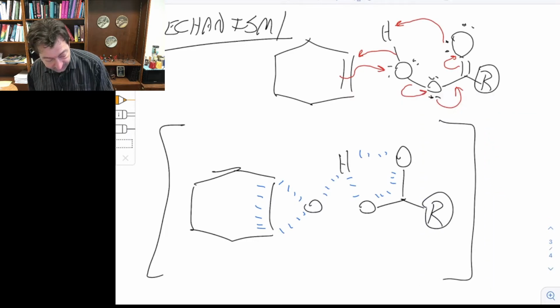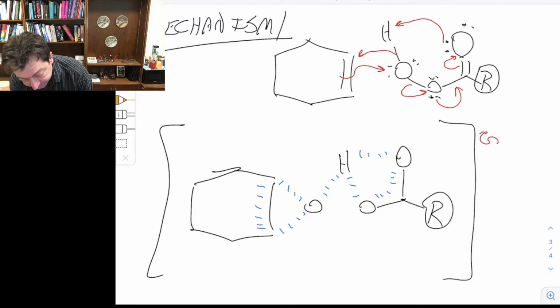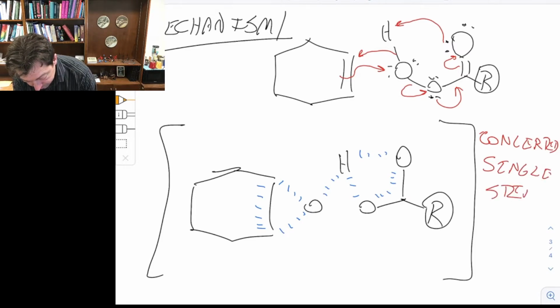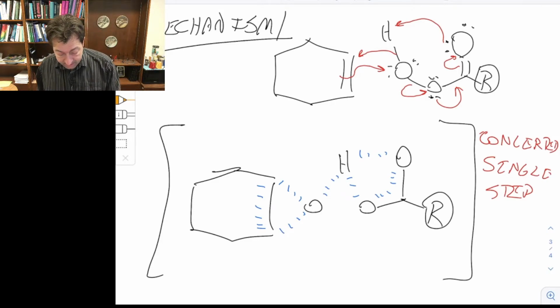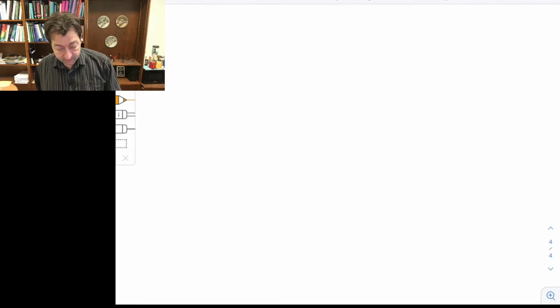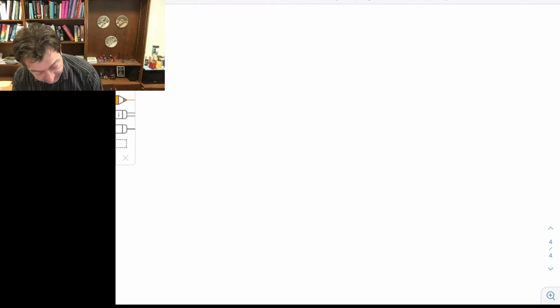I'll move this bracket in here just to make some comments on this. So we think this is concerted. That is a single step. And the product of this particular reaction ultimately leads to a new covalent bond between the oxygen and the two carbons that were participating in that carbon-carbon bond. So we make a structure that looks like this.